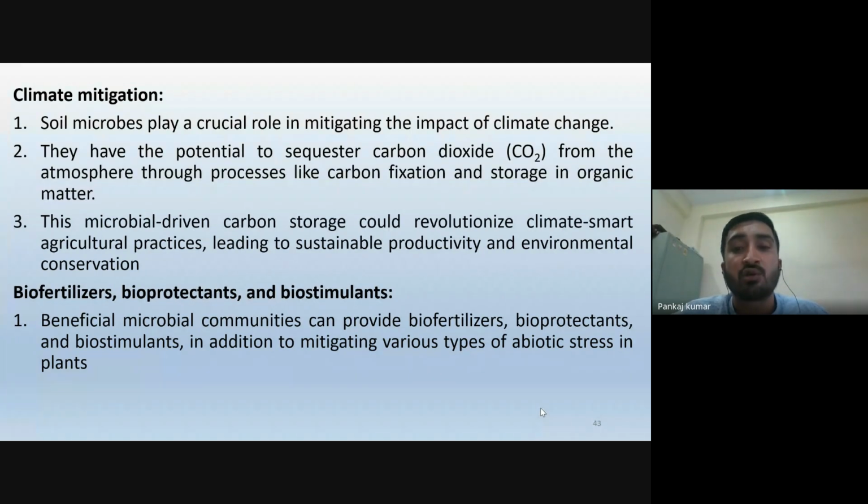Climate mitigation: soil microbes play a crucial role in mitigating the impact of climate change. They have the potential to sequester carbon dioxide from the atmosphere through processes like carbon fixation and storage in organic matter. This microbial-driven carbon storage could revolutionize climate-smart agriculture practices, leading to sustainable productivity and environment conservation. Biofertilizers, bioprotectants, and biostimulants: this beneficial microbial community can provide biofertilizers, bioprotectants, and biostimulants, in addition to mitigating various types of abiotic stress in plants.